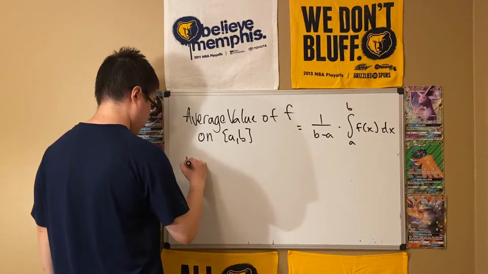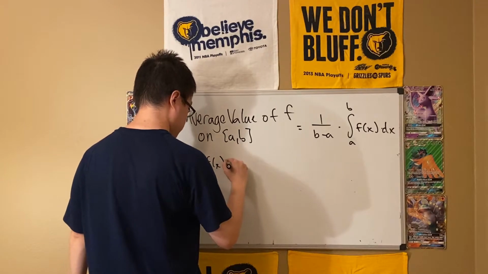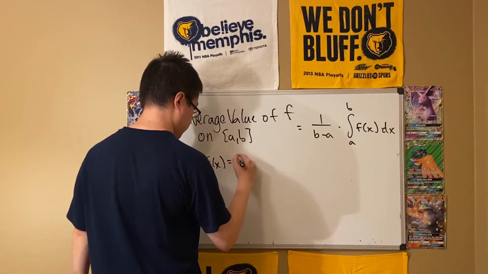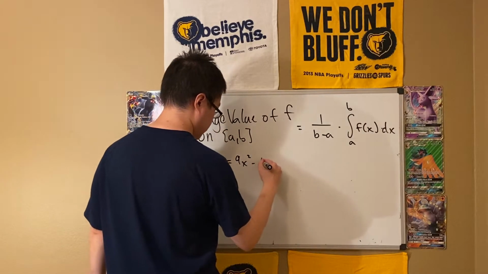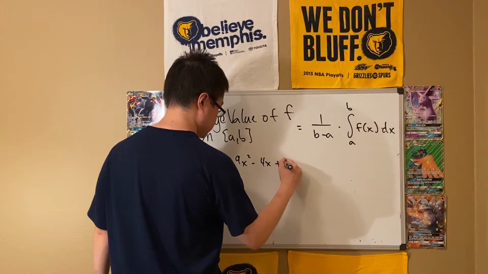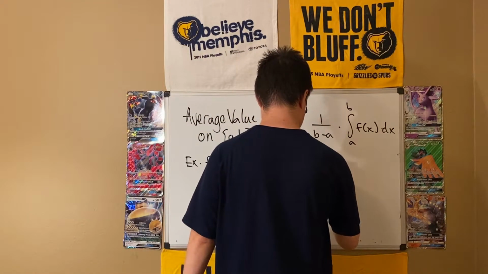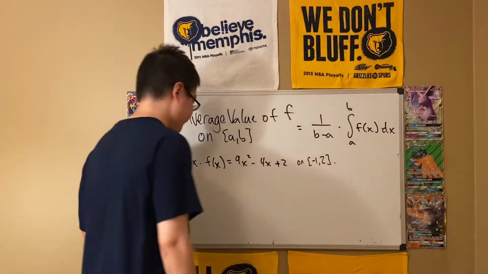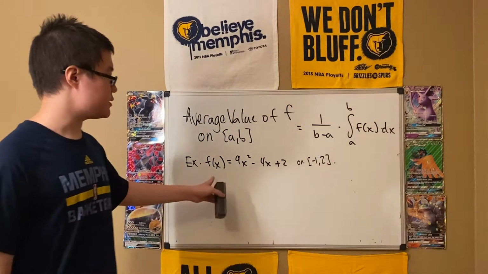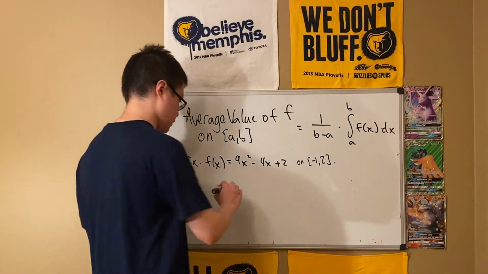This is our example. Let's say we have this function: 9x squared minus 4x plus 2, on the interval -1 to 2. Hopefully we didn't choose too big of numbers. This is again f of x, and we're going to try to find the average of this function on this interval.